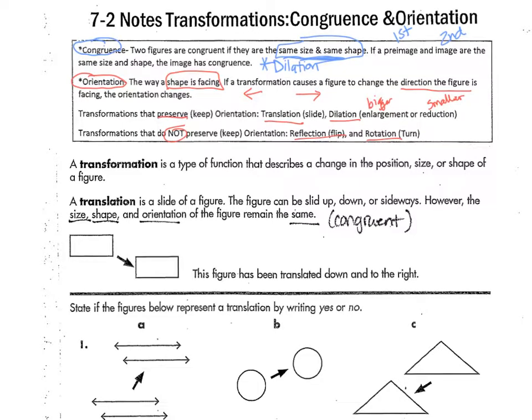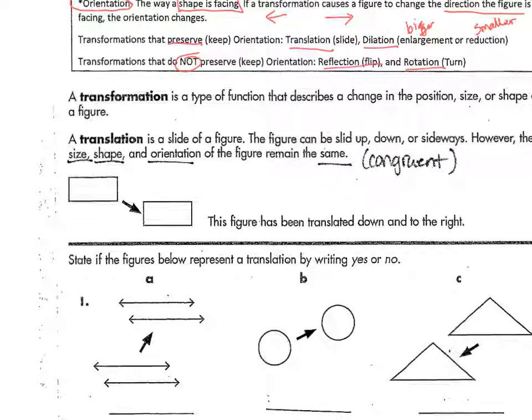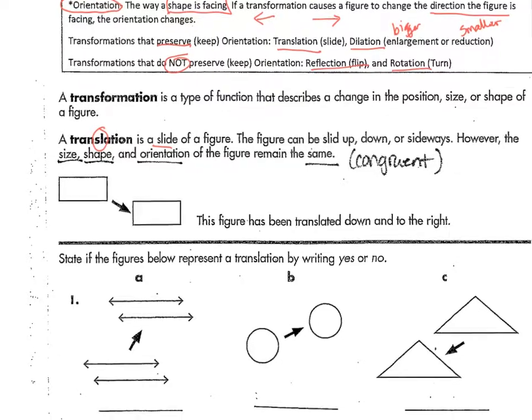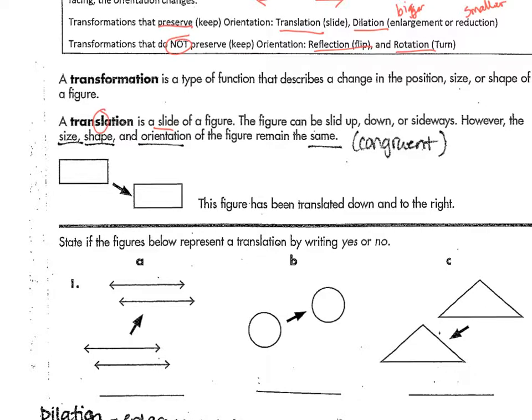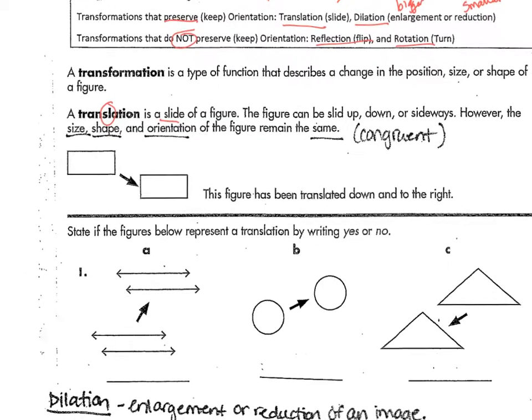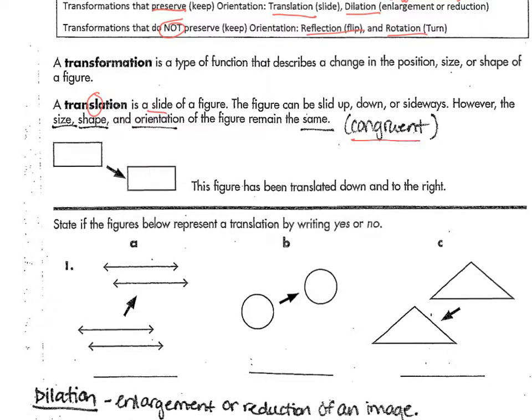And so just a brief overview of all the transformations we're going to talk about. The first one is translation. Think of a slide. So you're just sliding a shape. You're not turning it. You're not doing anything different to it. You're just sliding it up, down, left, right. The figure can be slid up, down, or sideways. However, the size, shape, and orientation of the figure remain the same. So it's congruent.